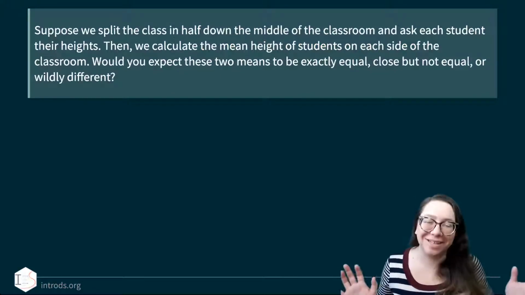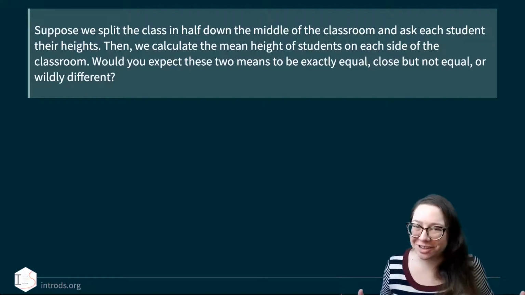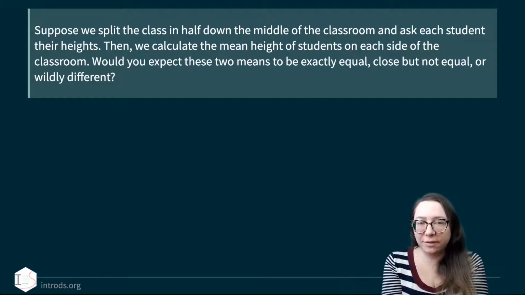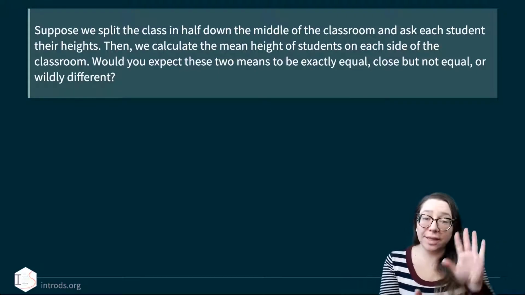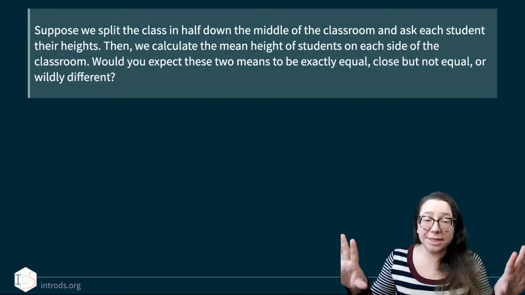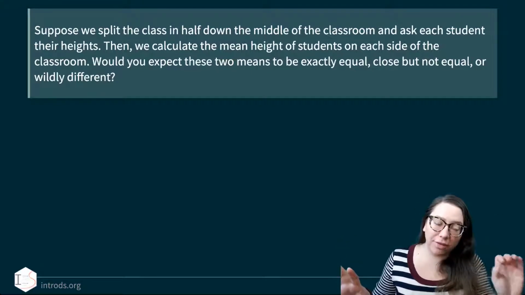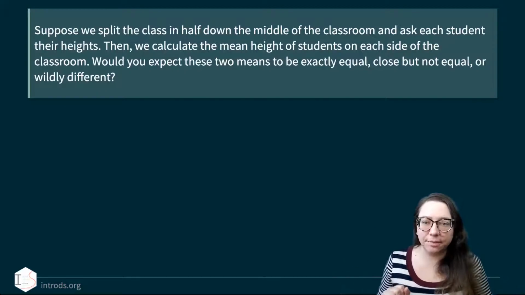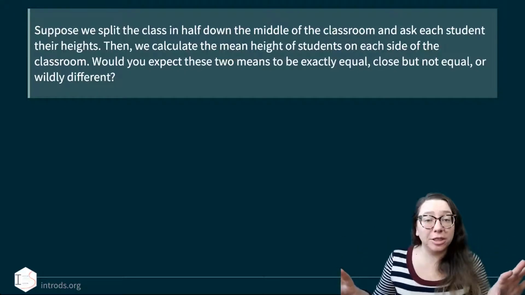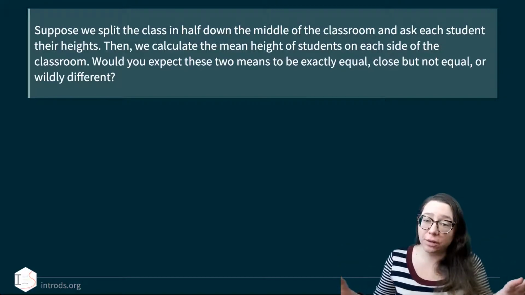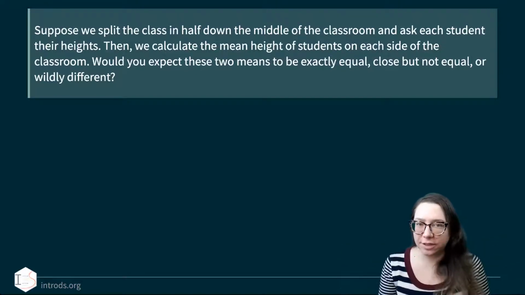Suppose that in a different time, we were actually all sitting in a classroom, and we split the class in half down the middle of the classroom and asked each student their height. And then we calculate the mean height of students on each side of the classroom, the students sitting on the left side and the students sitting on the right side. Would you expect these two means to be exactly equal, close but not equal, or wildly different? I'll give you a second to think about that.